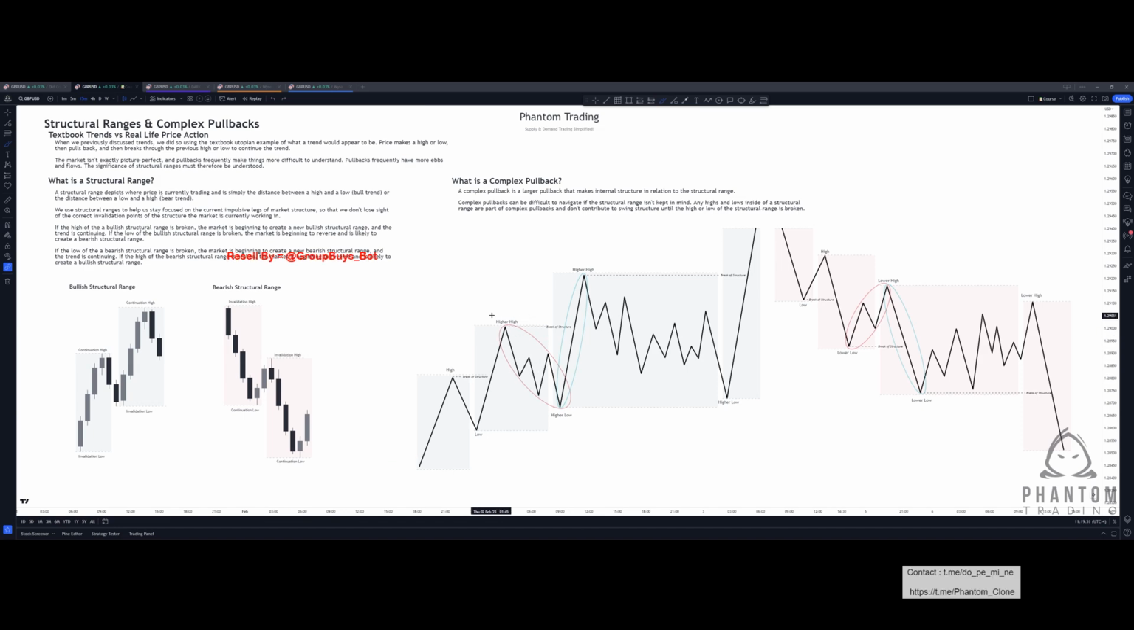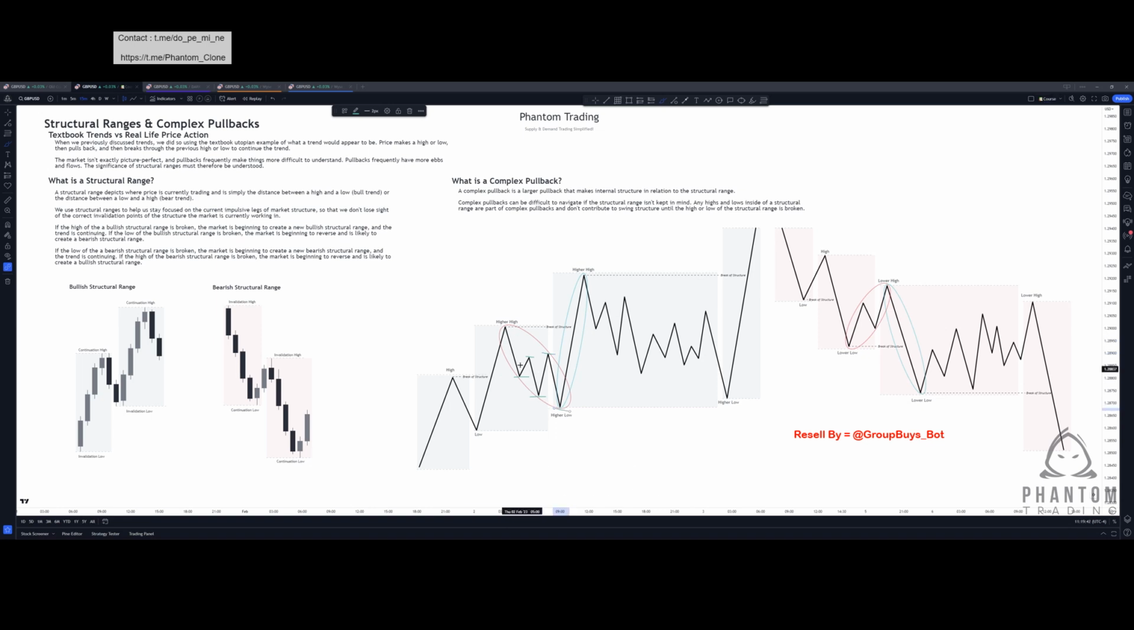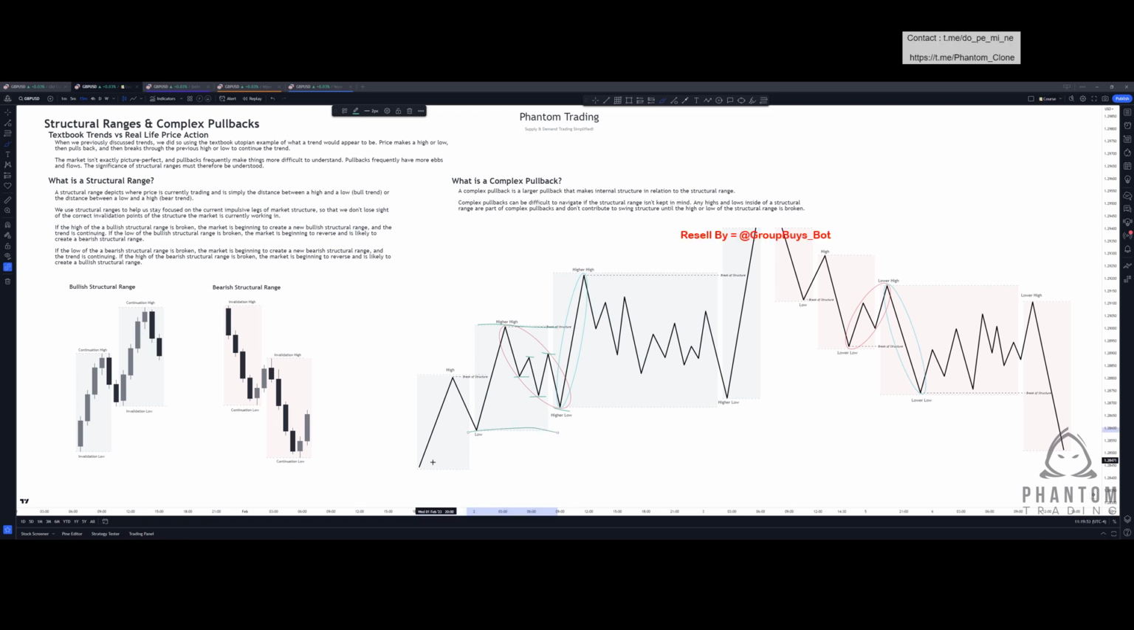So what we can see when we look at this pullback phase is that we create a low, a lower high, a lower low. This one actually has a higher high and then a lower high. Very confusing structure to be trying to follow in the market. But this is where the concept of structural ranges becomes incredibly important to keep us in tune with what's actually happening. We can see that the market is creating a series of higher highs, higher low, higher high.